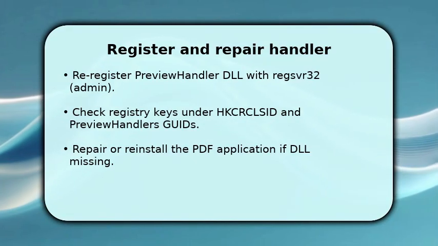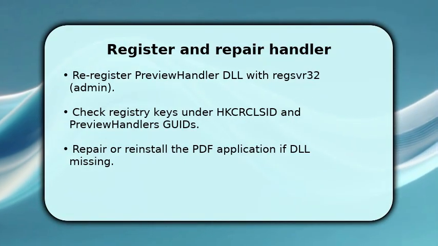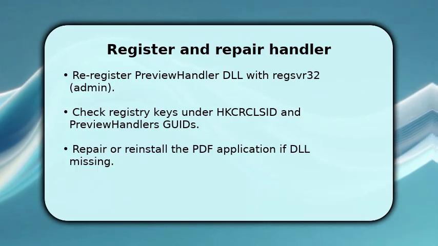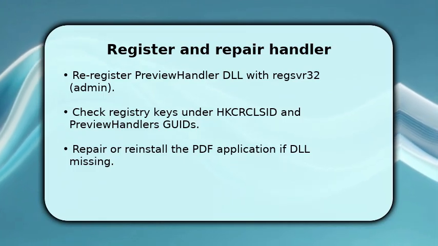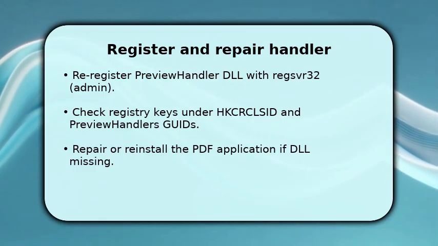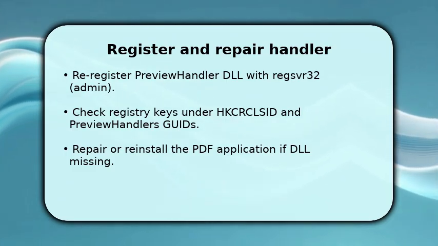Now you re-register the handler DLL using regsvr32 as an administrator. This reinstates COM registration that Explorer relies on. While that runs, inspect the registry keys under HKCR\CLSID and the preview handler's entries to confirm GUID point to the handler.